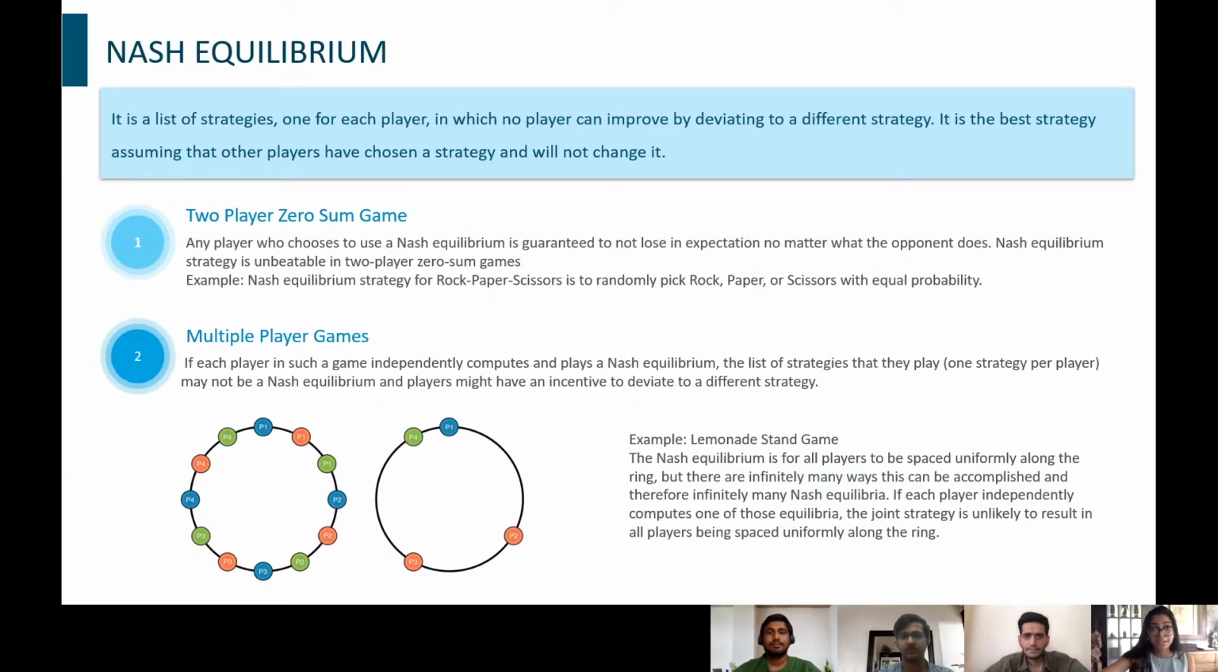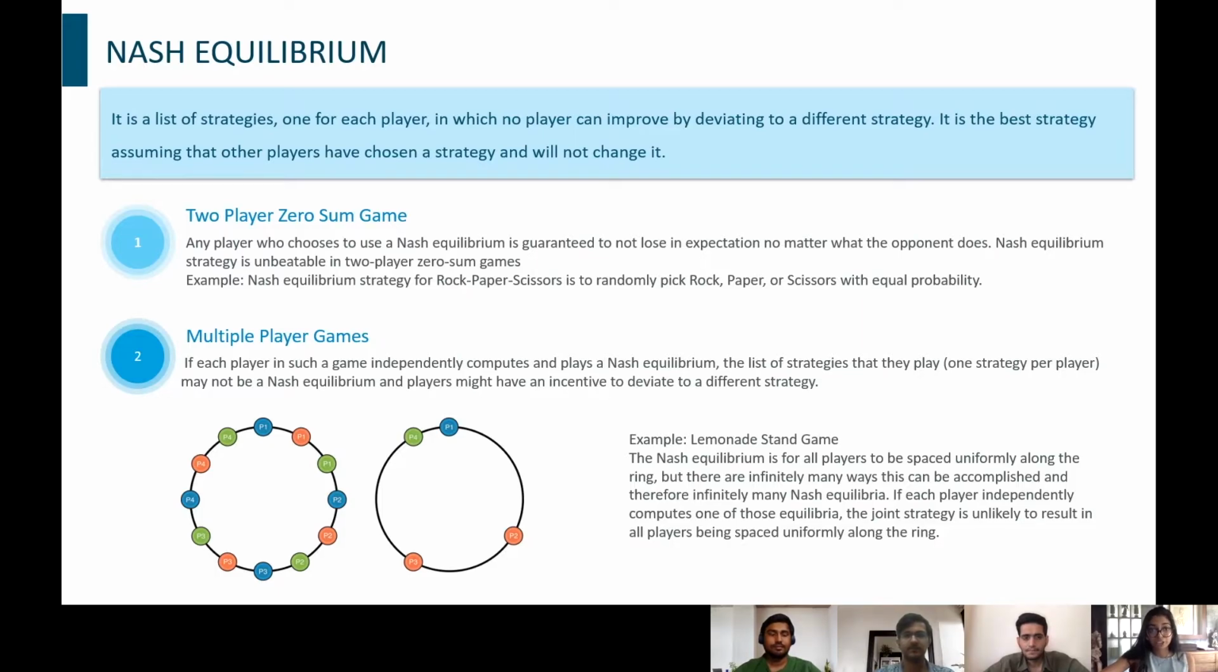This can be seen in the lemonade stand game, where the Nash equilibrium is for all players to be spaced equally along the ring. But there are infinitely many ways this can be accomplished, and therefore infinitely many Nash equilibria. If each player independently computes one of those equilibria, the joint strategy is unlikely to result in players being spaced uniformly along the ring. This can be seen in the diagram shown here.